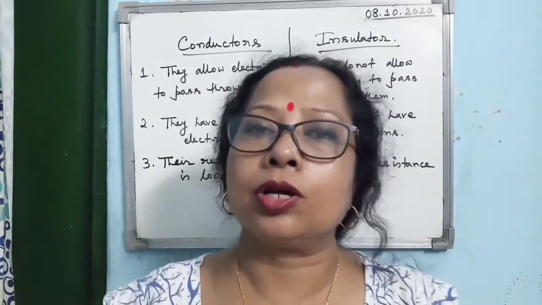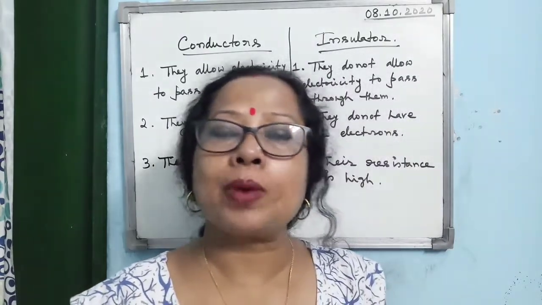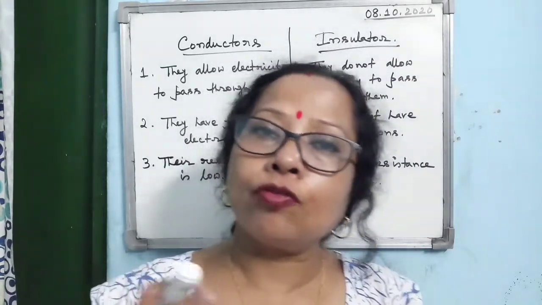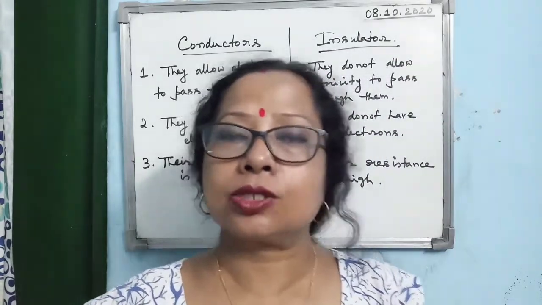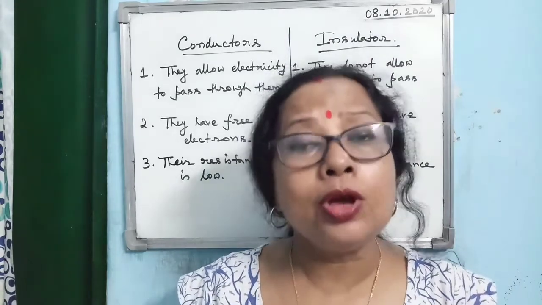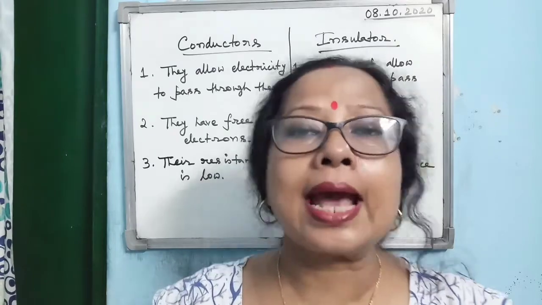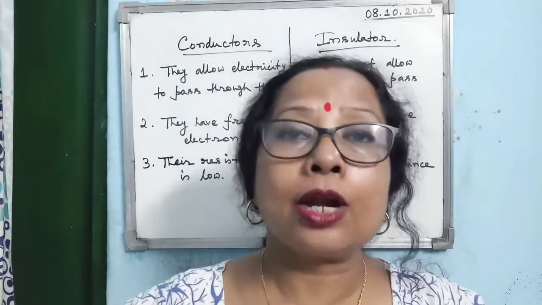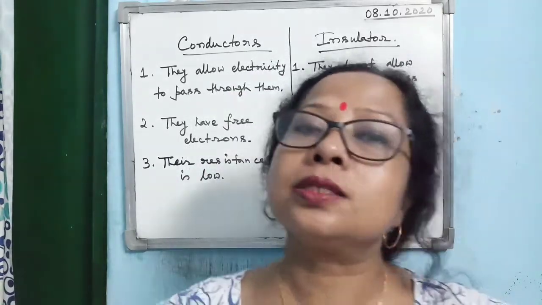have free electrons. So inside the conductor, as they allow electricity to pass through them, they oppose less to the current. The opposition offered by a substance to the flow of current is known as the resistance. So conductors allow the electricity to pass through them, so their resistance, their opposition, is less. Whereas insulators, as they do not allow electricity to pass through them, their opposition to the flow of electricity is much higher.